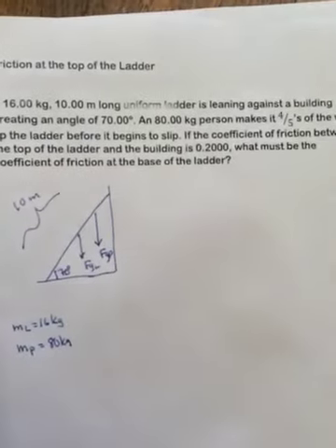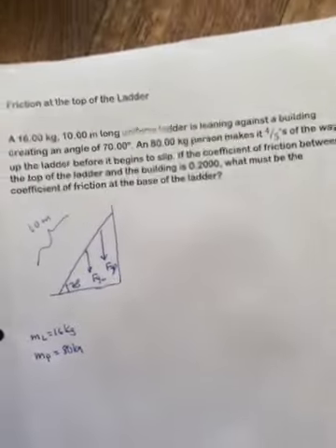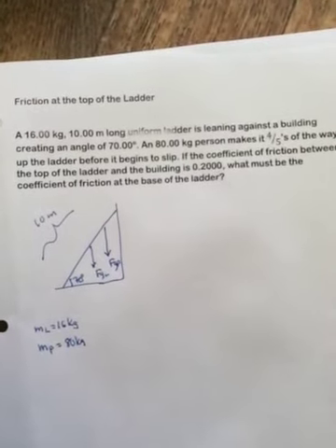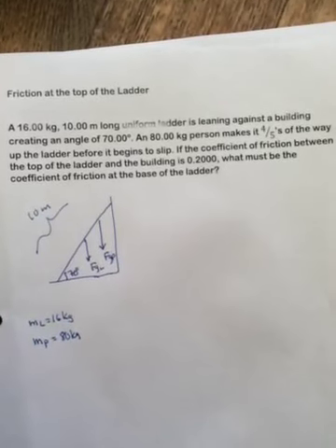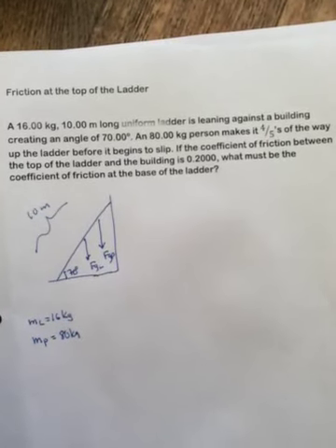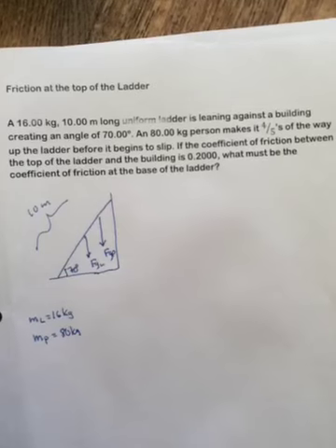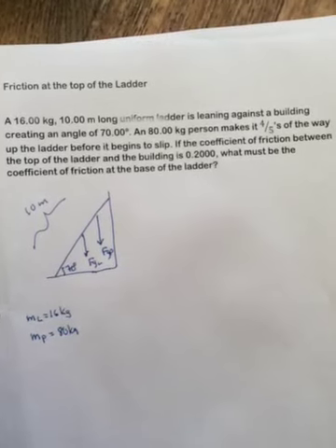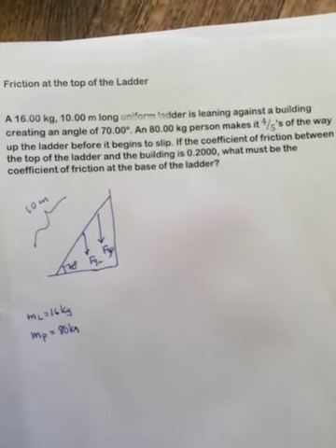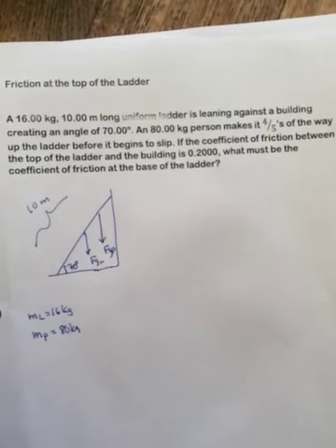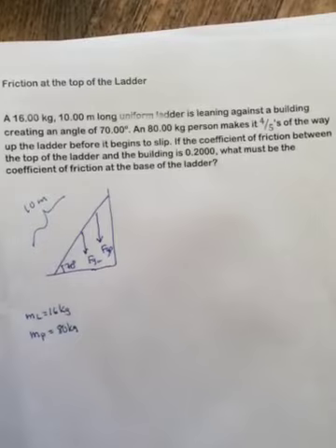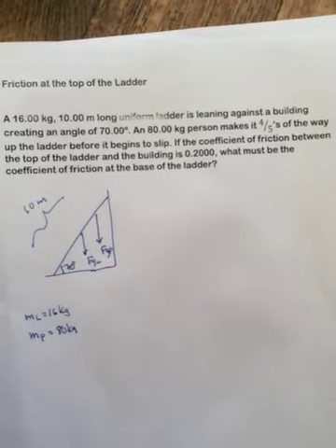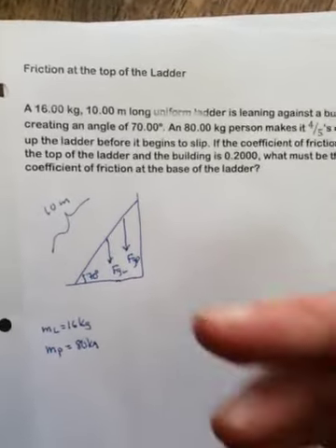Okay, so maybe if I zoom out a little, you can see the whole thing for a second. A 16 kilogram, 10-meter long uniform ladder is leaning against a building, creating an angle of 70 degrees. The 80 kilogram person makes it 4/5 of the way up the ladder before it begins to slip. So 4/5 of 10, which is 8. If the coefficient of friction at the top of the ladder in the building is 0.2, what must be the coefficient of friction at the base?